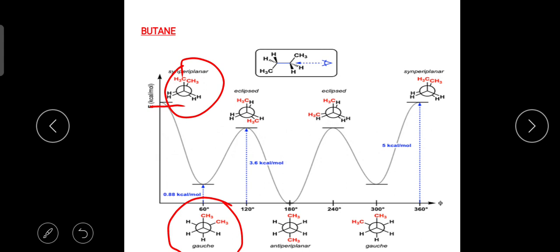When we again rotate this molecule clockwise about 60 degrees, it transforms into an eclipsed structure again. But this eclipsed structure is different from the previous one, because in the previous one the two methyl groups were eclipsed with each other, so there occurs more repulsion.